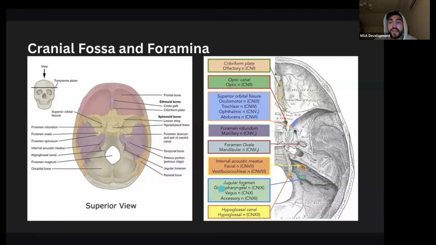And then you have the jugular foramen. Jugular foramen, you have cranial nerves 9, 10, and 11 passing through it. And the hypoglossal canal right here, you have the hypoglossal nerve passing through. It's very important that you know all of these, very high yield, okay? And definitely expect an OSPE question from this slide.